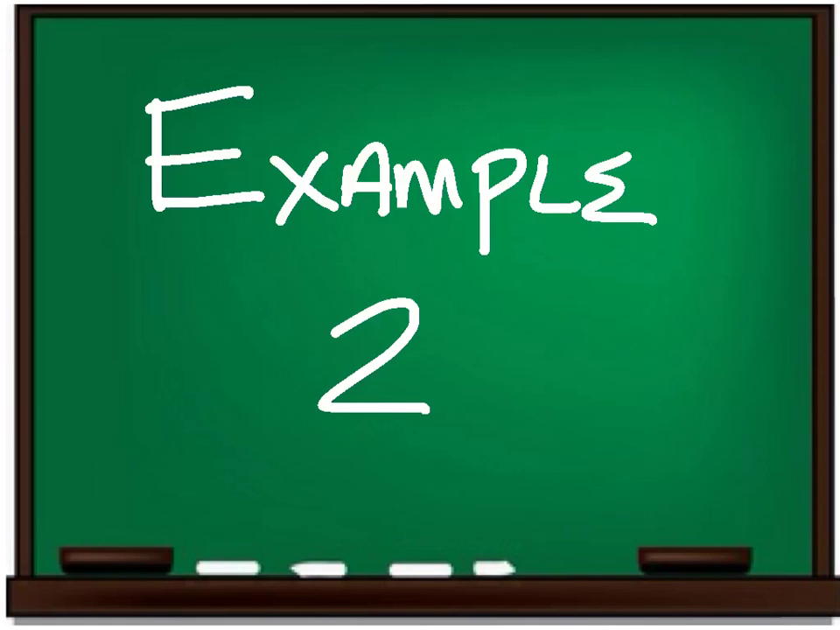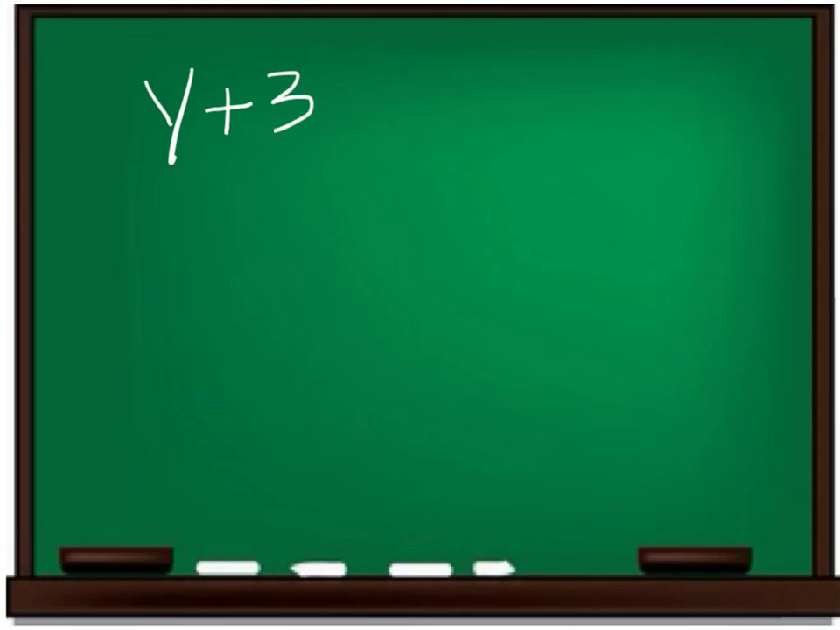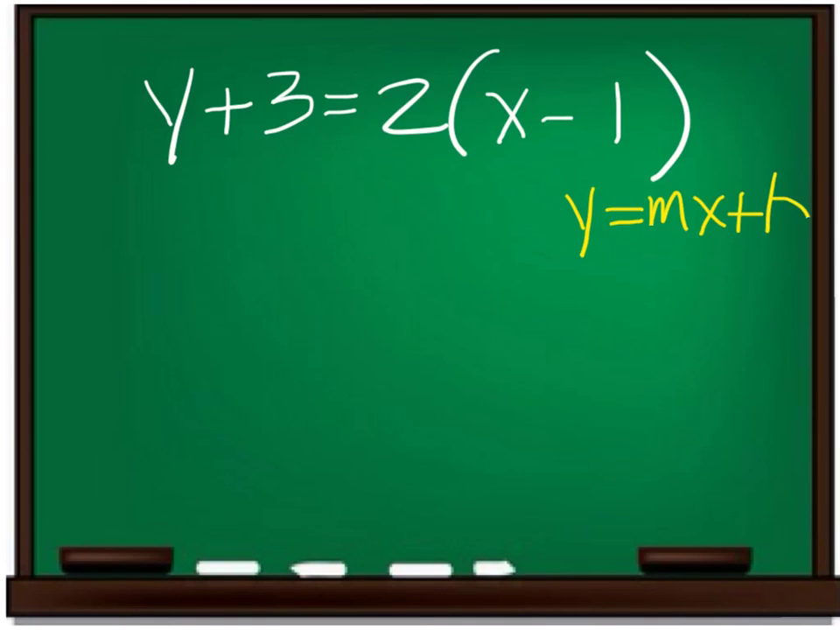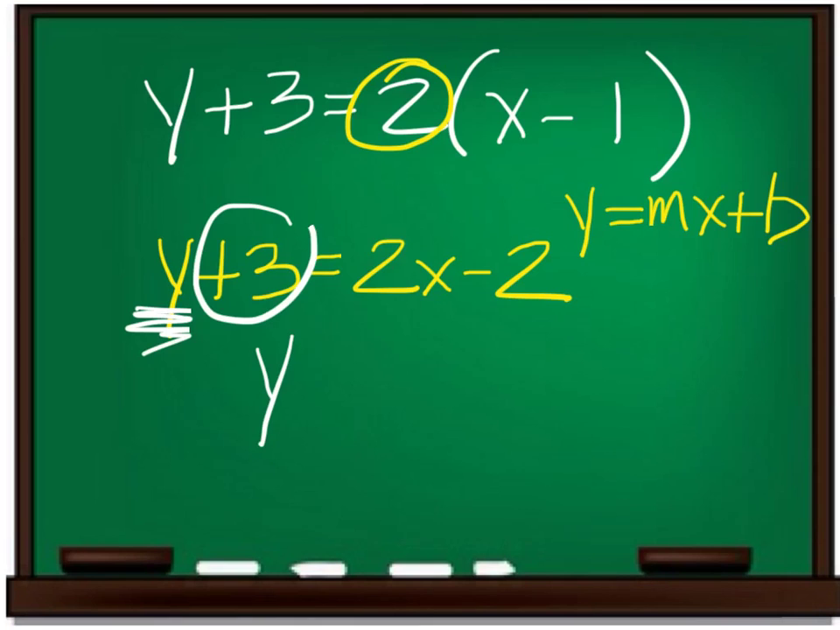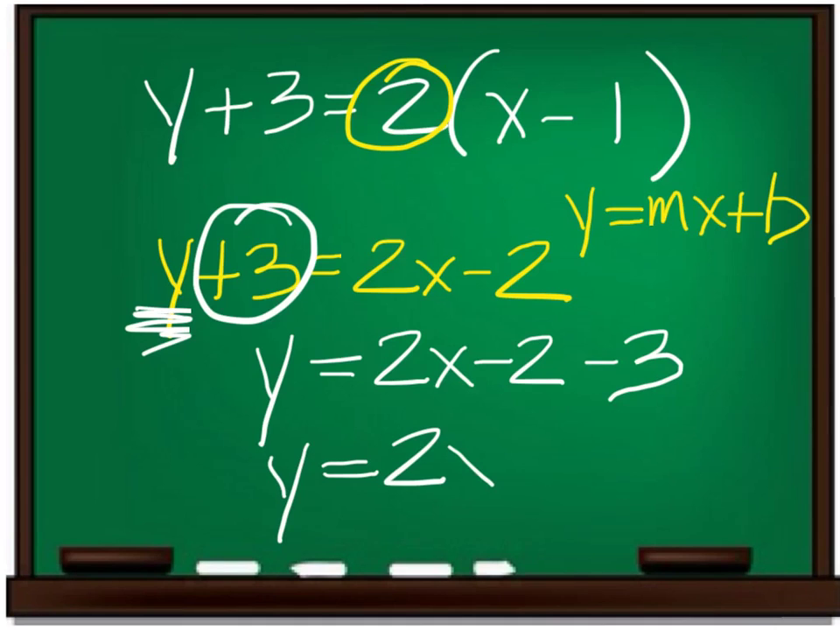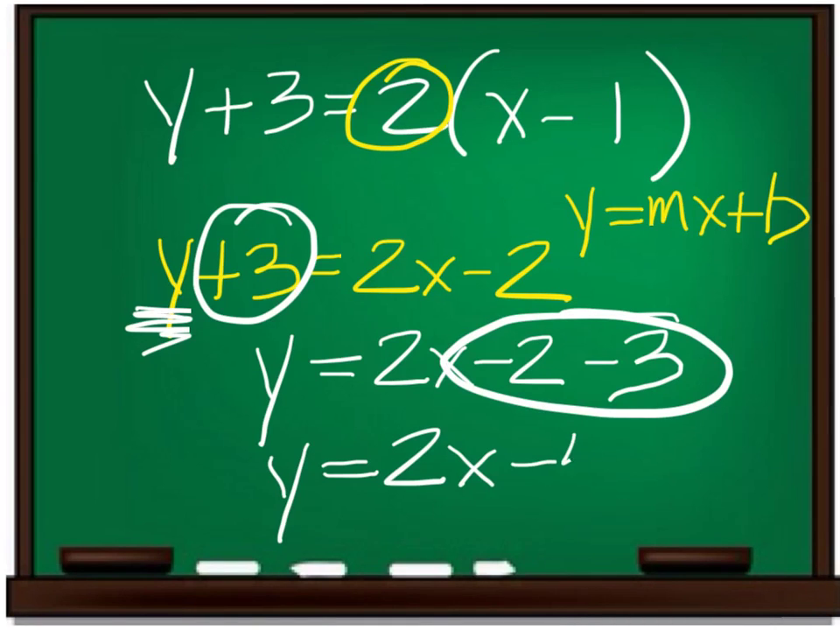Here's example 2. Y plus 3 equals 2 times the quantity x minus 1. You want to change this to slope-intercept form, which is y equals mx plus b. So you have to multiply through the parentheses by that number. That would give you 2x minus 2. Since you're changing to slope-intercept, you got to keep the y by itself and move what's with it to the right and change the sign. So it's a minus 3 on the right. And then simplify this. Minus 2 minus 3 is minus 5.